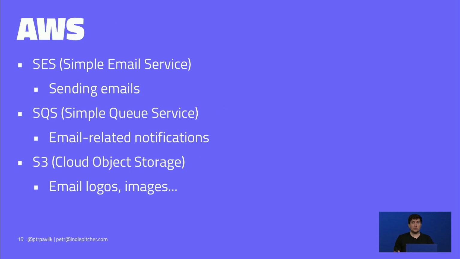Now, AWS. So Indie Pitcher basically uses three AWS services. One is SES, Simple Email Service, that's used to send emails. Then it uses SQS, Simple Queue Service, which is basically a queue that you're polling, and what I use it for is to consume notifications when an email bounces, when an email was delivered, when an email was opened, when a link was tapped. That's all coming through SQS. And then S3, which is a CDN object storage, I use it to upload email logos, images, that kind of stuff.